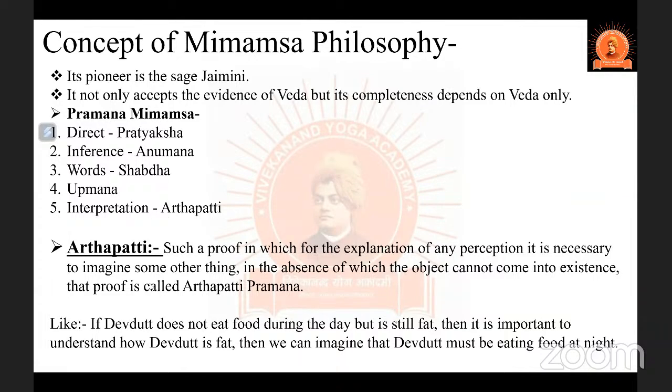The fifth one is arthapatti, a proof in which, for the explanation of any perception, it is necessary to imagine some other thing. Only by imagining that other thing can you attain the knowledge of that particular object. So in the absence of which that existence can't be seen, because of this particular thing present in the object, we are able to sense it. That is called arthapatti praman.